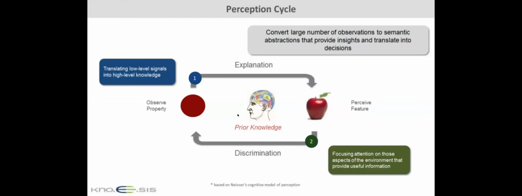From this slide, we can see that the perception cycle tends to use prior knowledge to explain current observation. But as the slide shows, it may be a wrong explanation because of our prior knowledge. So my question is, if our perception is wrong and this system continues to iterate, this wrong knowledge will be enlarged. How should we correct this?